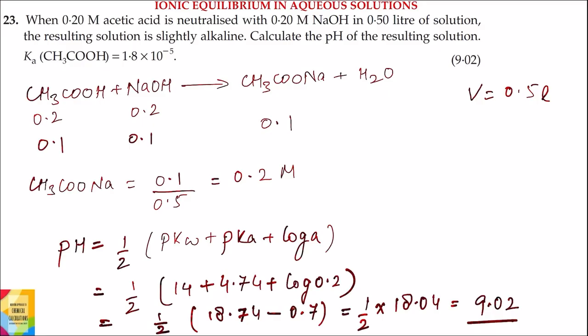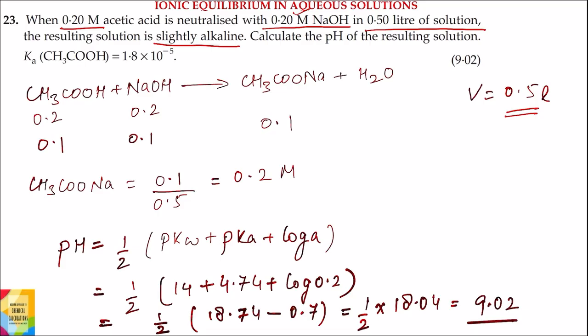When 0.20 M acetic acid is neutralized with 0.20 M NaOH in 0.50 liter of solution, the resulting solution is slightly alkaline. Calculate the pH of the resulting solution. Now, the molarity of the acetic acid solution is given as 0.2 moles per liter. The molarity of the NaOH solution is given as 0.2 moles per liter. And the volume of solution is given as 0.5 liter.